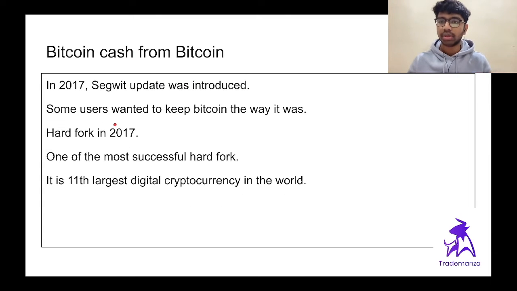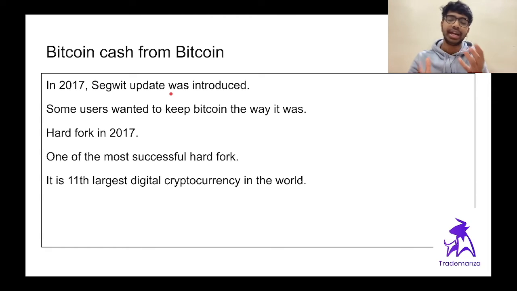Okay, so now we have studied Ethereum Classic and how it was a hard fork of Ethereum. Similar to Ethereum Classic, we also have Bitcoin Cash. It was a hard fork of Bitcoin. In 2017, the SegWit update came. If you haven't seen it and want to learn about it, you can check the previous video, the soft fork video, in which we discuss the SegWit update. So in 2017, the SegWit update came, and some people wanted to keep Bitcoin the way it was.